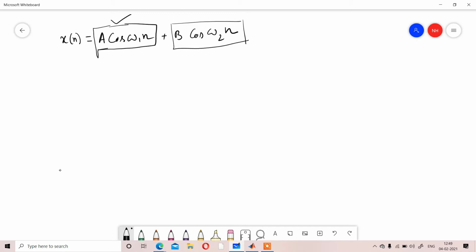So x[n] equal to a cos omega 1 n, that we are going to pass, and b cos omega 2 n, that we are going to stop. Okay, so how can we do that?